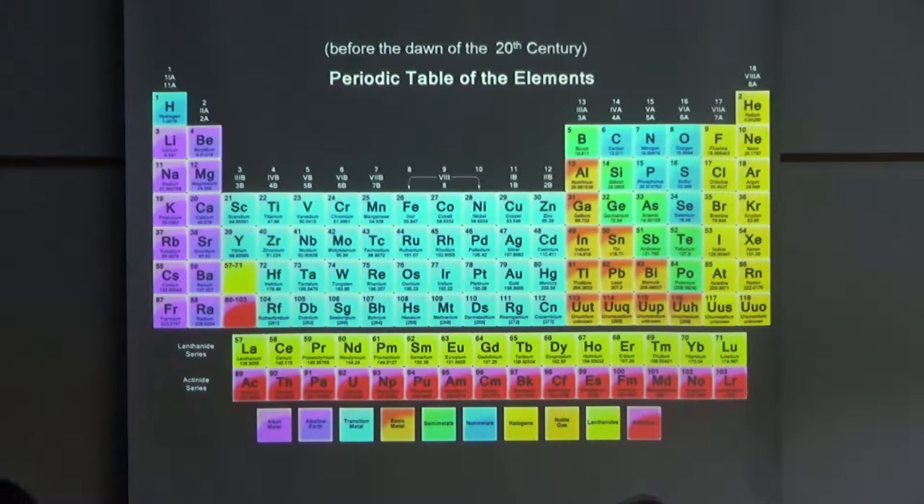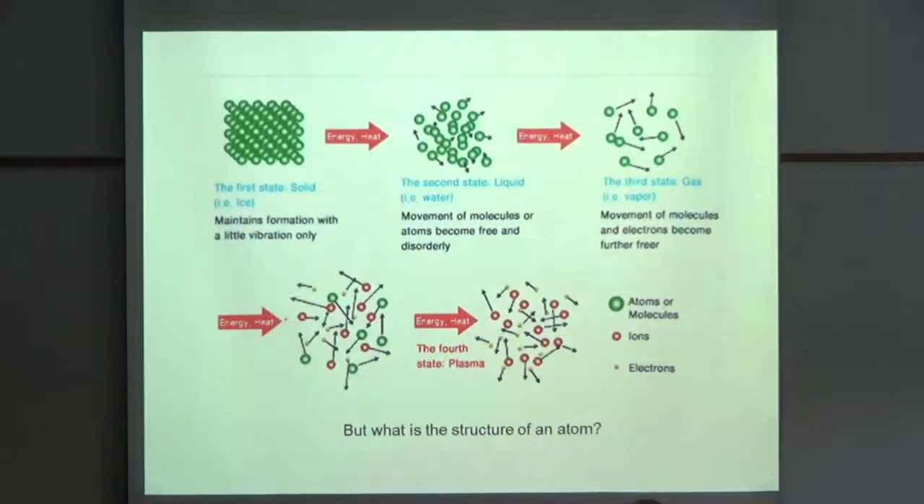And we figured out that as you added a proton to hydrogen, you got a new element, helium, and add a proton to helium, you get lithium, and on and on and on. But we still didn't know what an atom was. This was an idea that had come down from the Greeks. But we did understand that there were charged particles in nature.